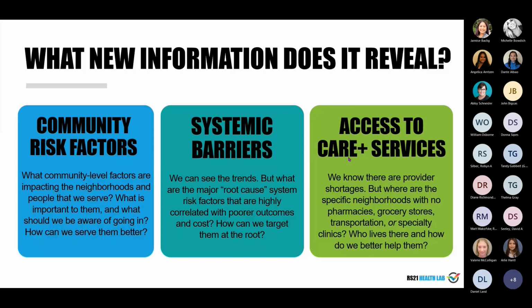Finally, on the right, equitable care, equitable access to care and services. We know, for instance, anecdotally, that there are provider shortages. But again, as I mentioned, what are the specific neighborhoods down to a block level? Because even if you're looking at a zip code, and especially if you're looking at a county level, that can vary one street over, with no pharmacies, no grocery stores, no transportation, no specialty clinics, no, whatever it may be. Who lives here? How do we reach out to them, and how do we help them based on what their needs are, based on what we can see their health needs are from our internal data, and now with our external data as well.